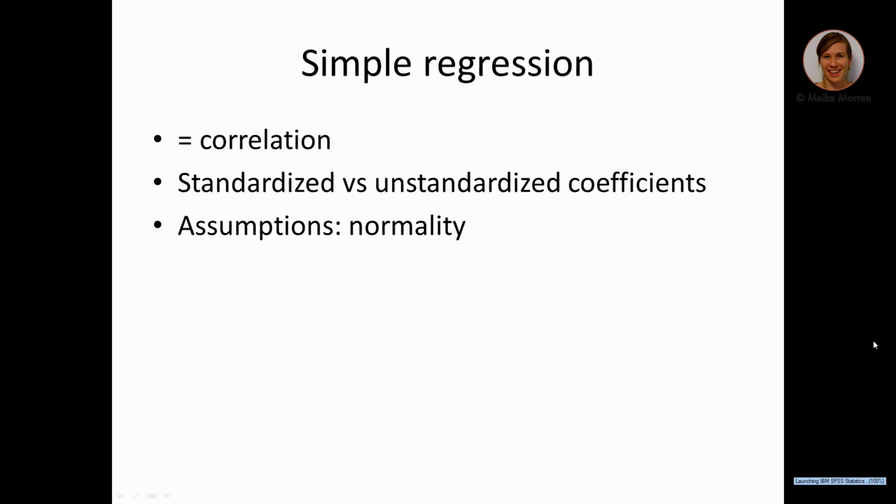Simple regression is exactly the same as a correlation. It signifies the relationship between two variables. Only in regression you assume that one variable causes the other, and in correlation analysis you do not assume any causation between the two variables. So a correlation coefficient is the same as a standardized coefficient in a simple regression equation.